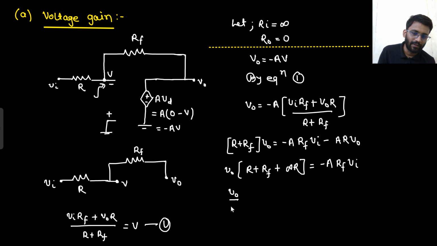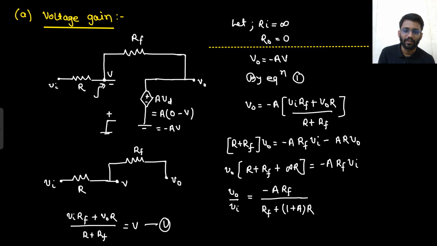So V naught by V in. What will be V naught by V in? That would be minus A into RF divided by RF into 1 plus A into R. That's it. This is what you are getting.